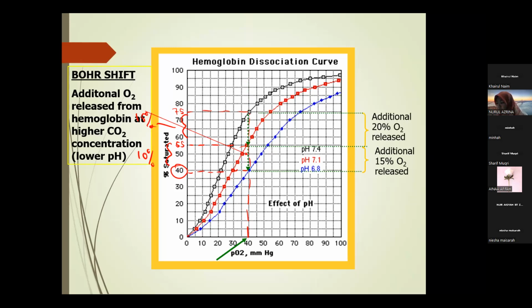Okay, so you can see apa aku kira ni? 75 tolak 55, 20 lah adik. Okay. 20%. Ya Allah, 55 tolak 40. Kenapa semua orang diam? Tak betulkan saya punya matematik? Very good. Okay. So this is 15%. So nampak tak beza dia? So additional 20% and additional 15% released at different partial pressure if you compare the oxygen dissociation curve at different blood pH. Alright, so additional oxygen is released from hemoglobin at higher concentration of carbon dioxide in the blood.